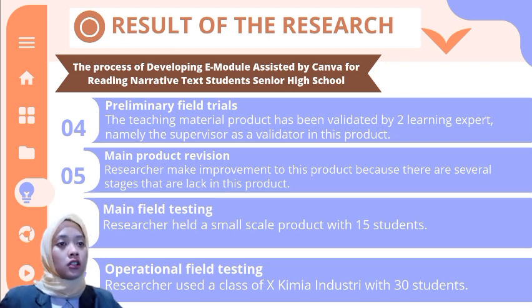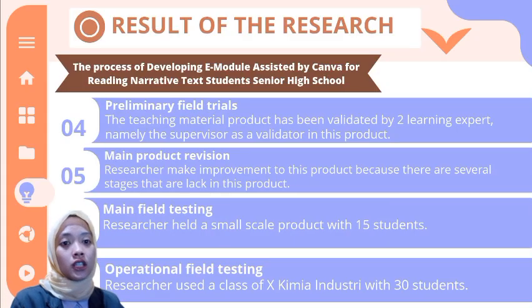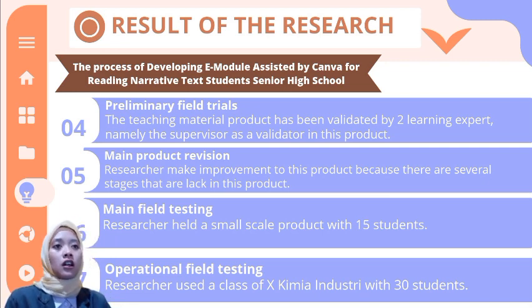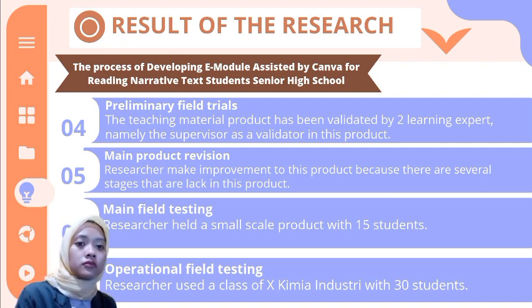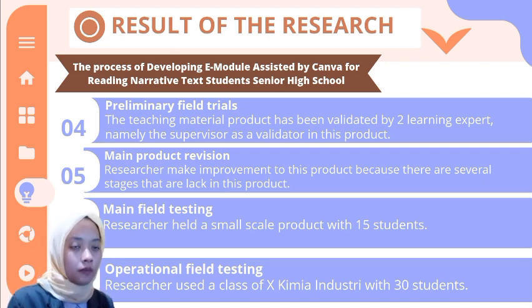In this step, the researcher held a small scale trial of the product with 15 students, and then the researcher gave them a questionnaire about what they were thinking and their opinion while using the product. And after that, the researcher did operational field testing. In this step, the researcher used 13 students in a class of chemical industry.